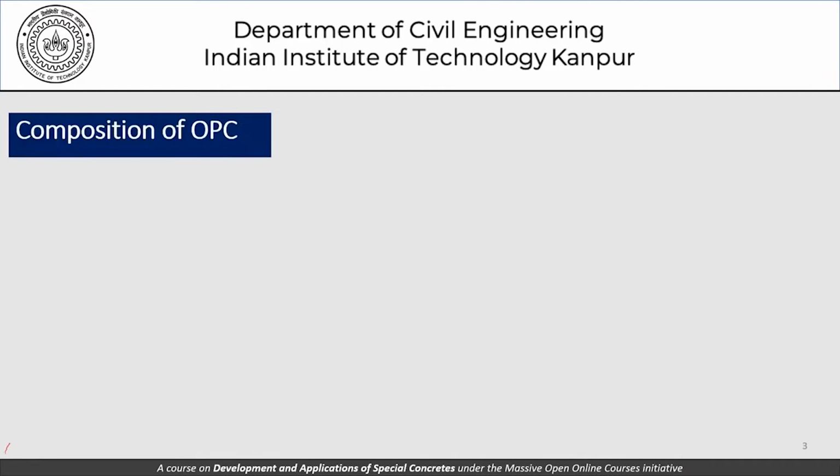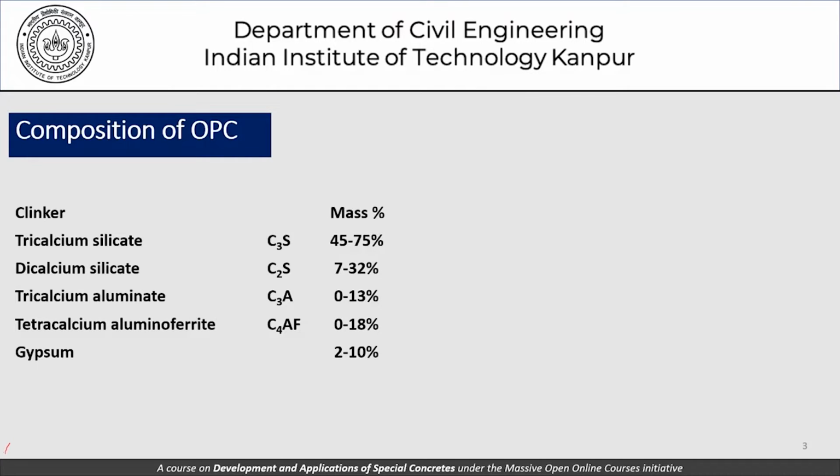As we begin the discussion on heat of hydration, the first thing that comes to mind is the composition of cement. We know that clinker in ordinary Portland cement consists of tricalcium silicate, C3S, dicalcium silicate, C2S, C3A, and primarily C4AF. The mass composition in terms of these four principal components is given here. Of course, gypsum also contributes about 2 to 5% or 7% of the cement mass.